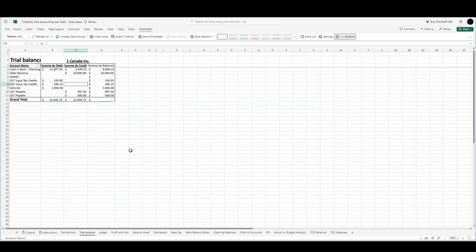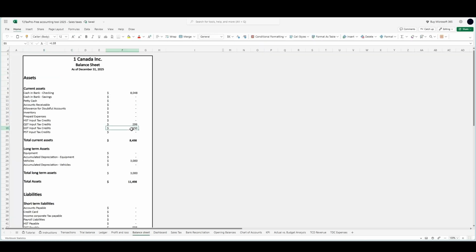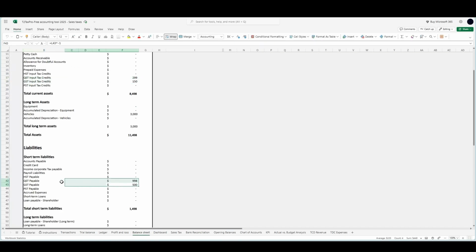You can also explore how these transactions appear in the business balance sheet by first refreshing the trial balance. Click on Pivot Table and refresh. Paid taxes appear under current assets, while collected taxes are recorded under current liabilities.